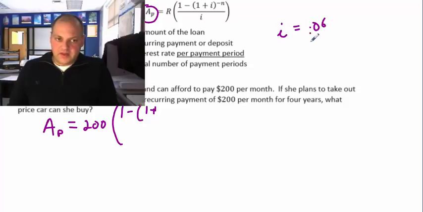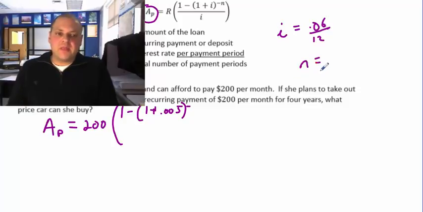0.06, and then divide by 12, because it's monthly payments. So 0.06 divided by 12 is 0.005. 0.005, and that's raised to the negative n, so that's negative 48.